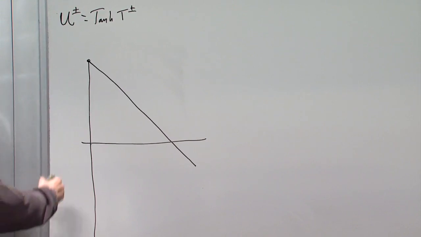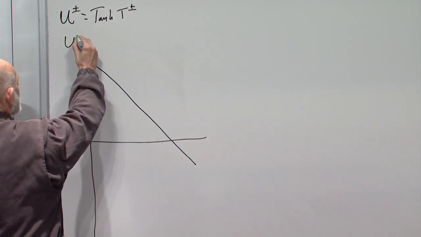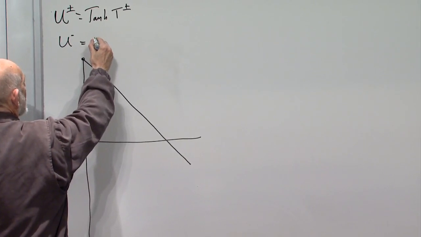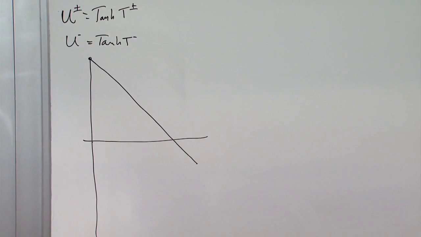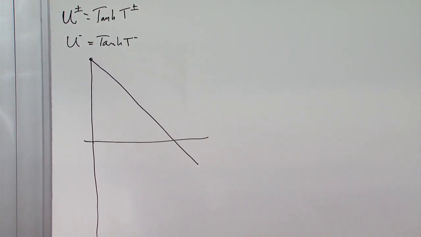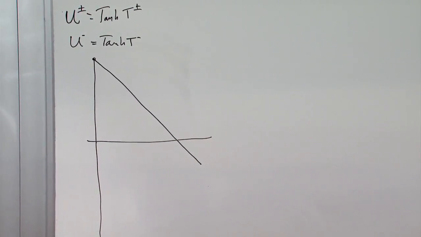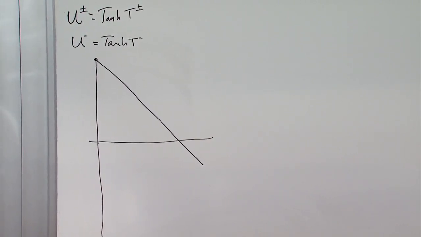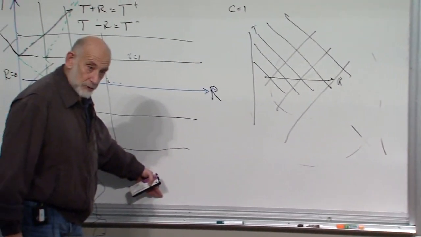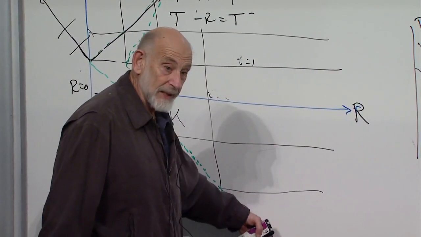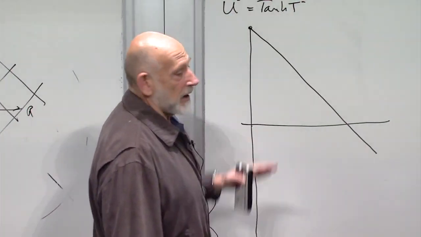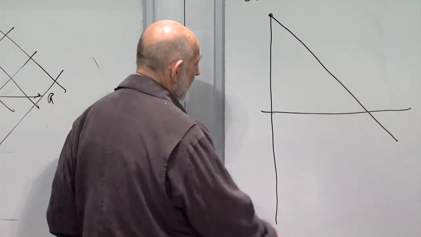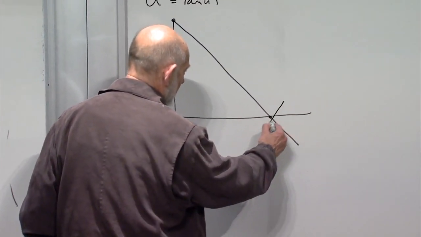Okay. What about u minus? U minus is equal to hyperbolic tangent of t minus. What this says is as we move down in this direction, u minus never gets less negative than minus 1. T minus is getting very, very big and negative as you go down here, but u minus sort of maxes out again at -1. And here's u minus equals -1.